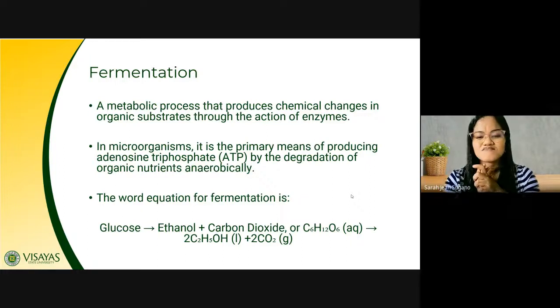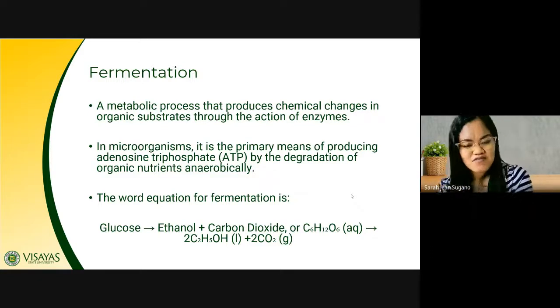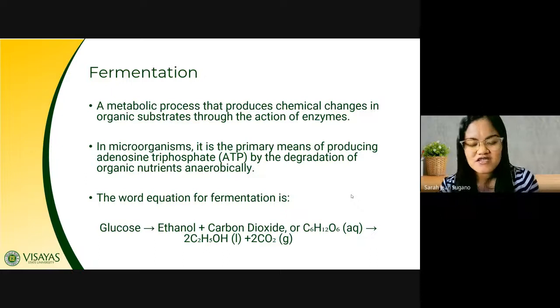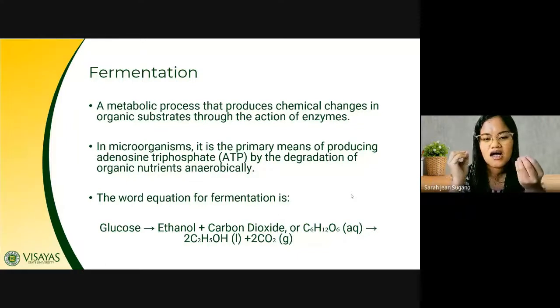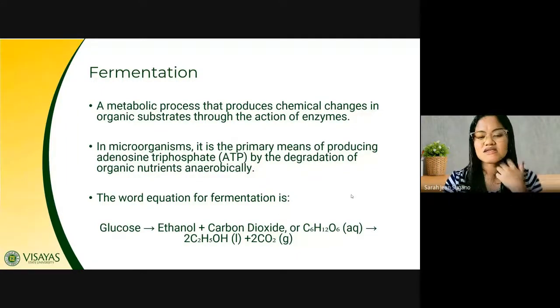Through the degradation of the organic nutrients, anaerobically or could be aerobically. So you have to feed your microorganisms in order for them to grow. It produces ATP. The amount of the food or the medium that is grown by the microorganisms will be depleted, but then the microorganisms will multiply exponentially. So that's the role of fermentation, or the technical process of fermentation, in microorganisms.